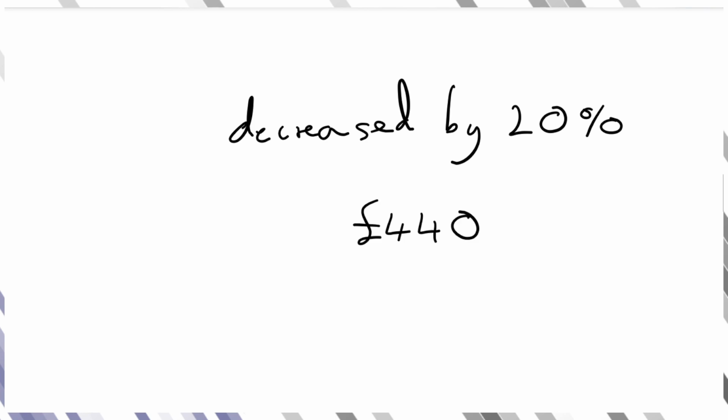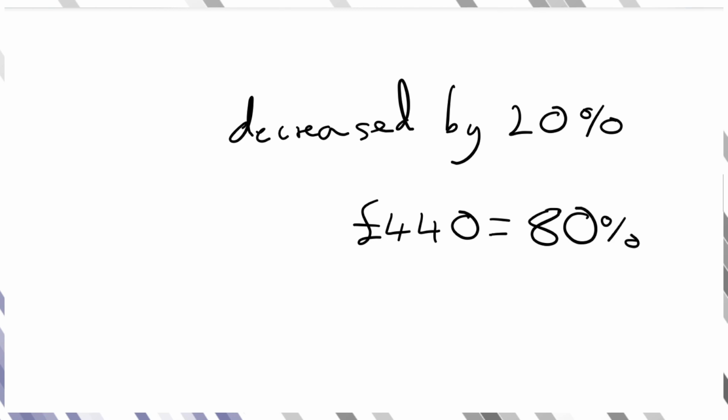£440. So that's the new amount. So someone's taken an amount of money, they've taken 20% away from it, they've decreased it by 20%, now it's £440. What was it originally? Well, we need to now think of this as not 100%. This isn't 100% anymore because it's been decreased by 20%. So that means that the new amount is going to be 80% of what it was originally. So we need to think of 440 as being equal to 80%.